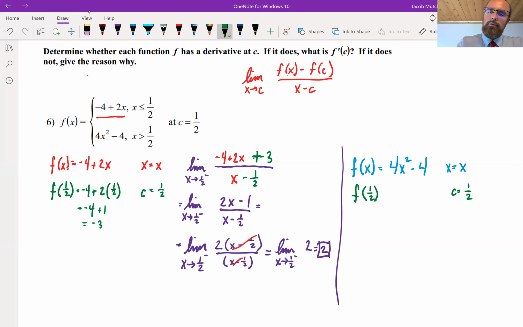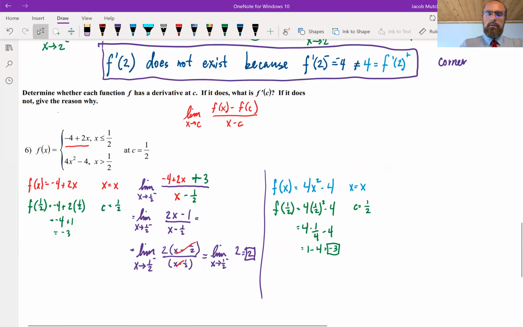So that's going to be 4 times 1/2 in parentheses squared minus 4. So we'll simplify that. That's 4 times half squared is 1/4, minus 4. 4 times 1/4 is 1, minus 4 is -3. So again, we have the same value there at half, and we saw that on our graph. It ensures that our function is continuous.